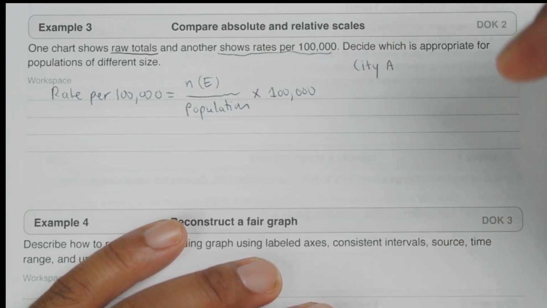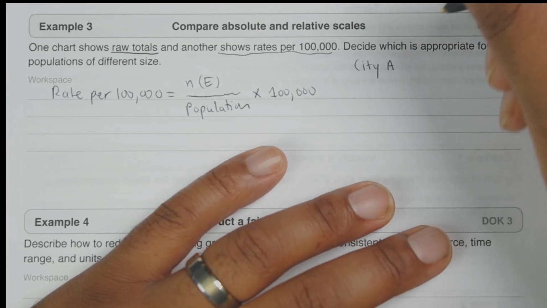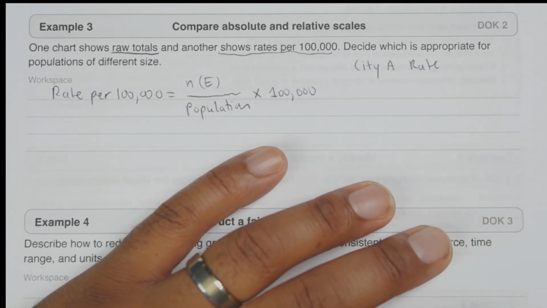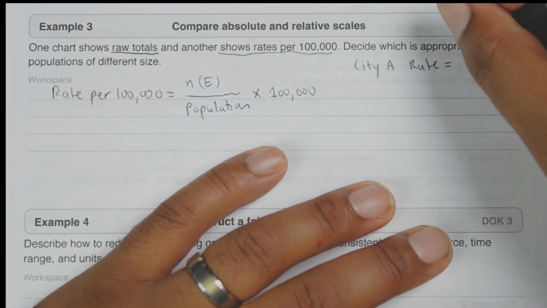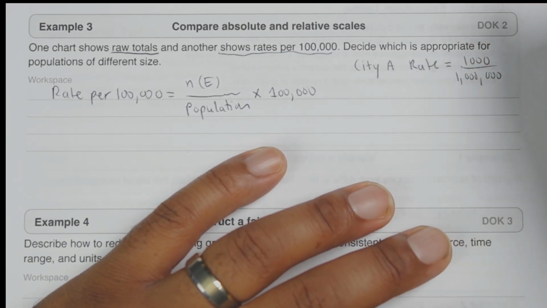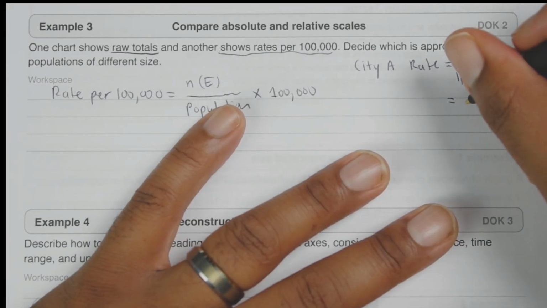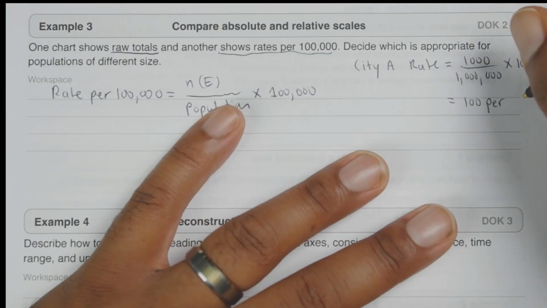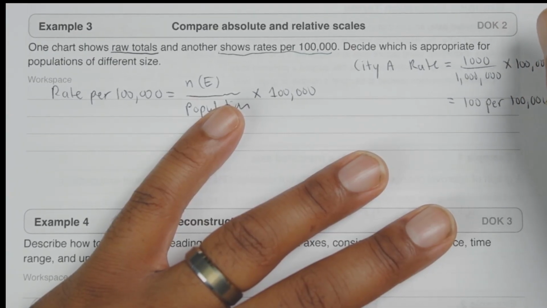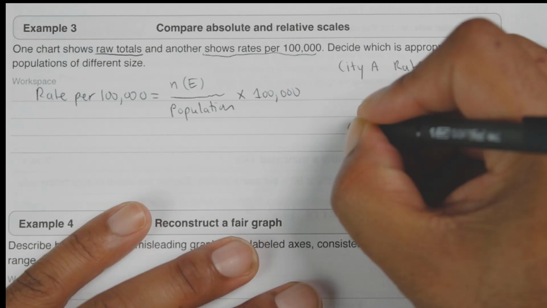City A has 1,000 events with a population of 1 million. So the rate would be 1,000 divided by 1 million times 100,000. Well, that would basically mean 100 per 100,000.